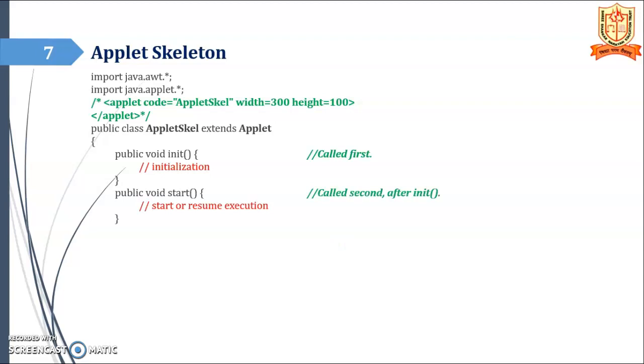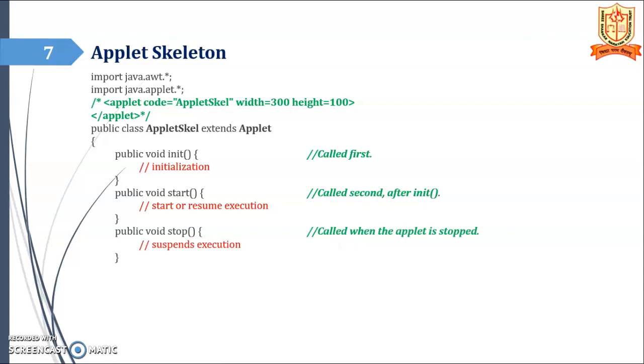Then we have a start method. Generally, when your applet starts actually executing, like it accepts the command, it starts from the start method. Or if it is in the stop, then again calling the start method will resume the execution. Next is your stop.